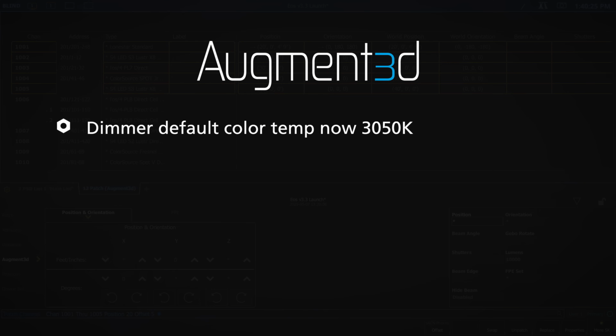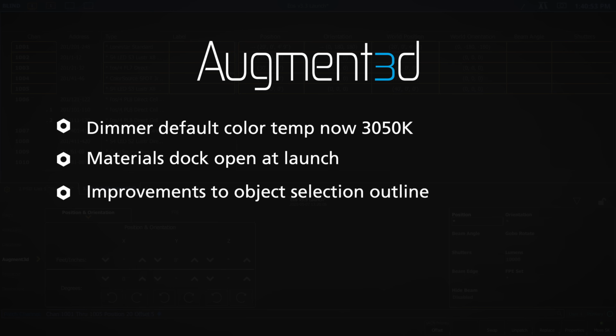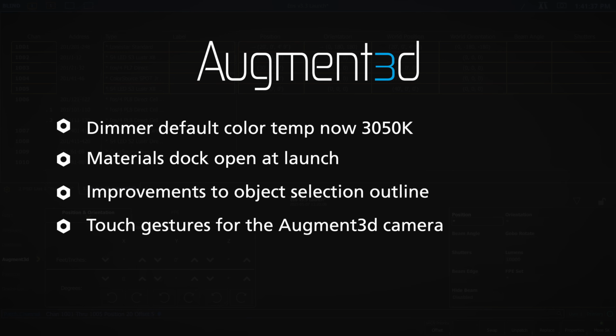A few other minor improvements that you'll notice. Our dimmer default color temperature has changed from 5000 Kelvin to 3050, and that just warms it up to feel a little bit more natural. We also have the materials dock always open at launch now, so if you need to access materials, it will be in the same dock area as your asset library. And you'll notice some improvements in the object selection outline, specifically at non-standard monitor resolutions and when the camera was coming in at odd angles. And don't forget, in 3.2.10, we added touch gestures for the augmented camera, so you can use your multi-touch touchscreen to pan, zoom, and move your camera around.